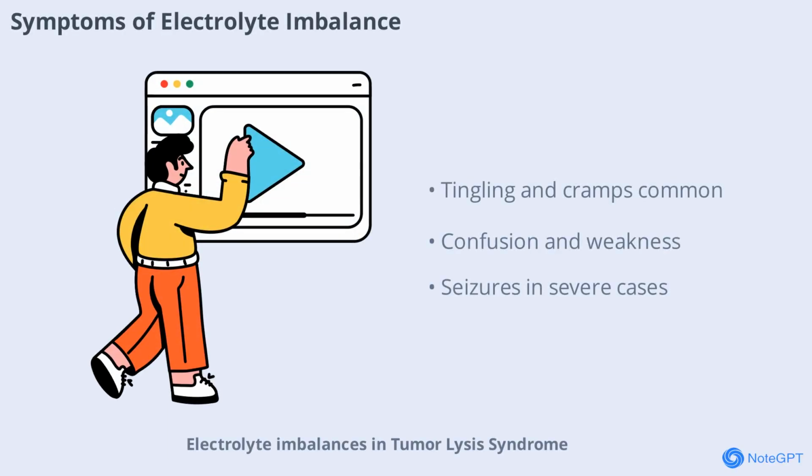Electrolyte imbalances in tumor lysis syndrome can manifest as a range of symptoms, from mild to severe. Patients may experience tingling, muscle cramps, weakness, confusion, and in severe cases, seizures or cardiac arrest. These symptoms are a direct result of the body's inability to maintain normal electrolyte levels after rapid tumor cell breakdown.